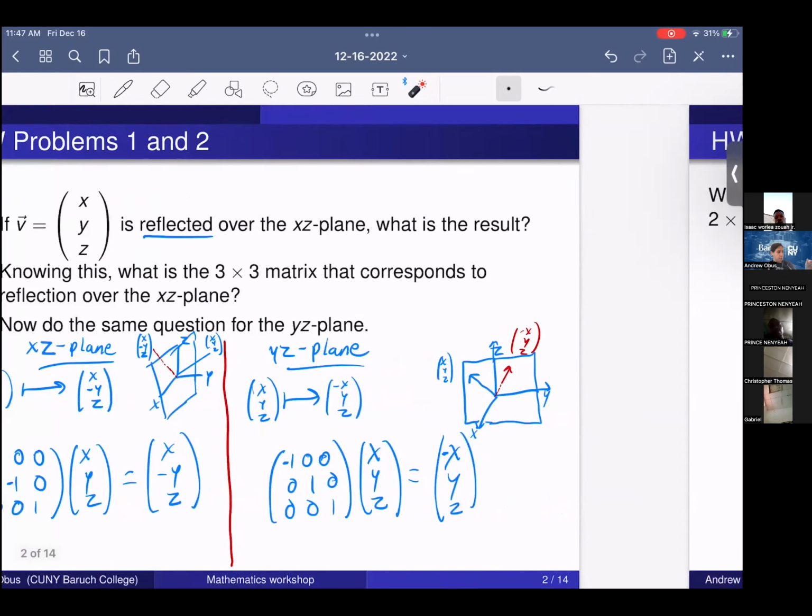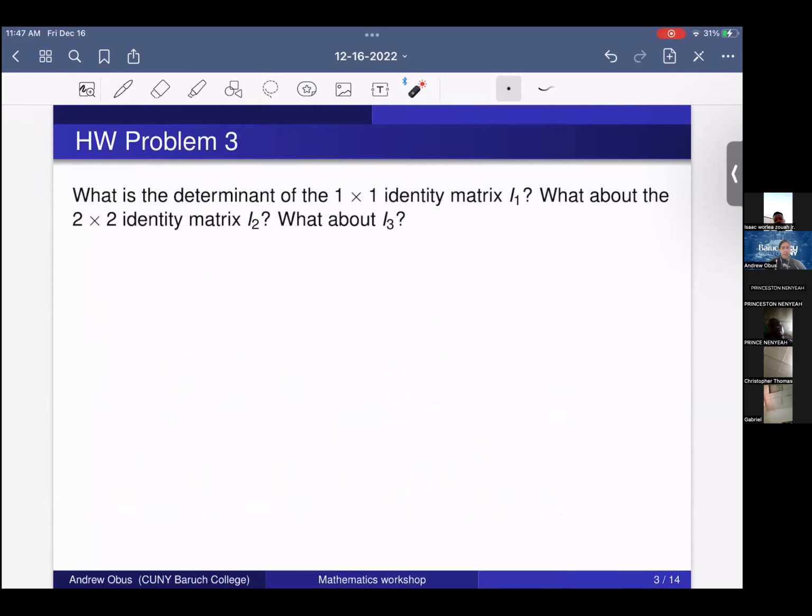Okay, so let's just do quickly homework number 3. The question is, what is the determinant of the 1x1 identity matrix I1? And what about the 2x2 identity matrix I2 and the 3x3 identity matrix I3? So remember, I'm just going to write down these matrices.